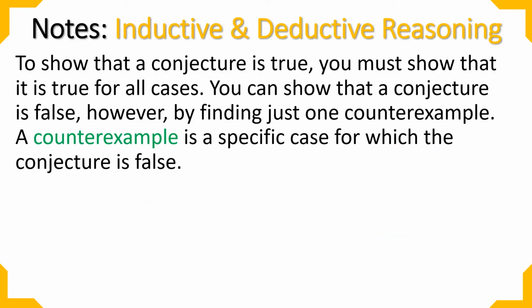All right, to show that a conjecture is true, you must show that it is true for all cases. Now that can be really difficult because the number of numbers we have available to us are infinite. So being able to show every case is generally impossible. But you can show that a conjecture is false by just finding a single counterexample. A counterexample is a specific case for which a conjecture is false.